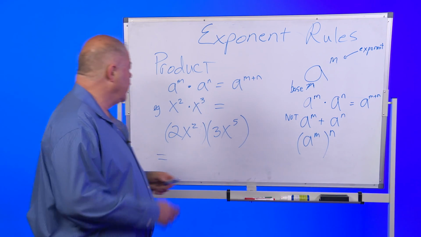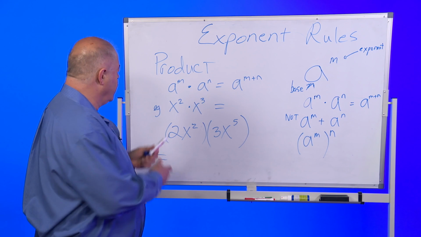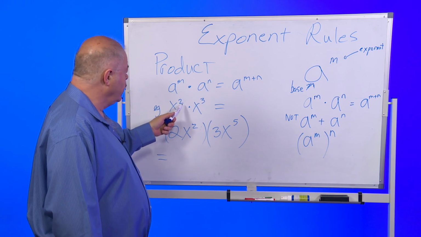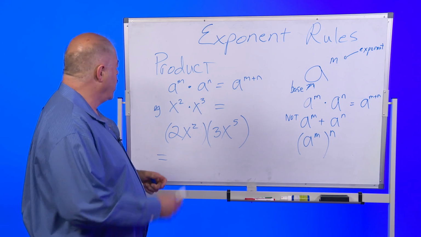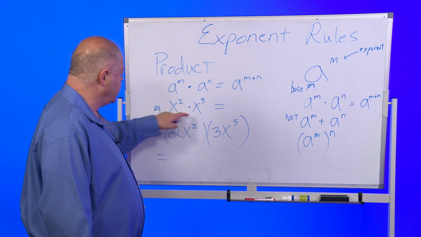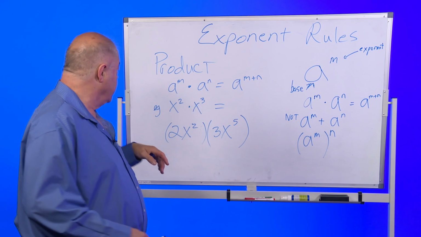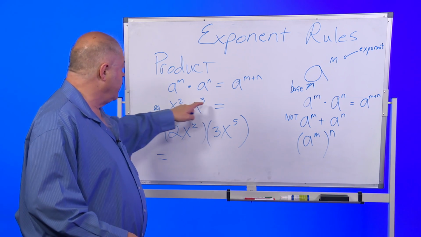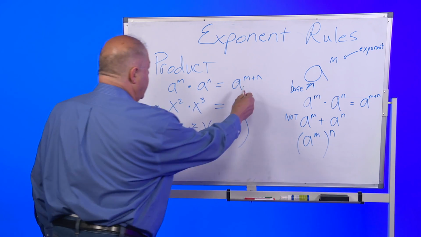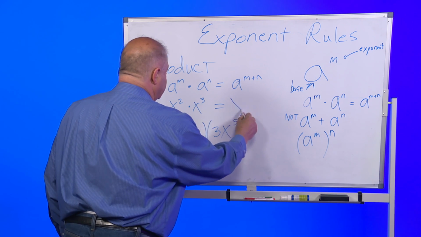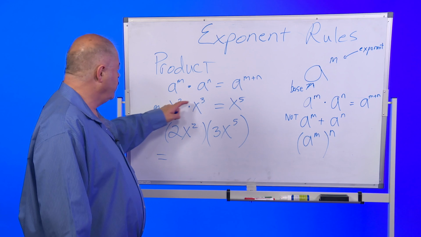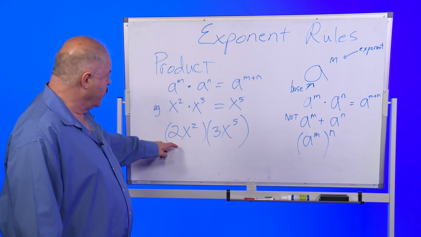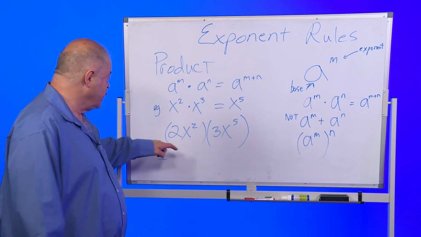And so let's do an example. Here we have x to the 2 times x to the 3. Well, using our rules, since x and x are the same base, and we have 2 and 3, we add the exponents, x to the 2 plus 3, which is x to the 5.